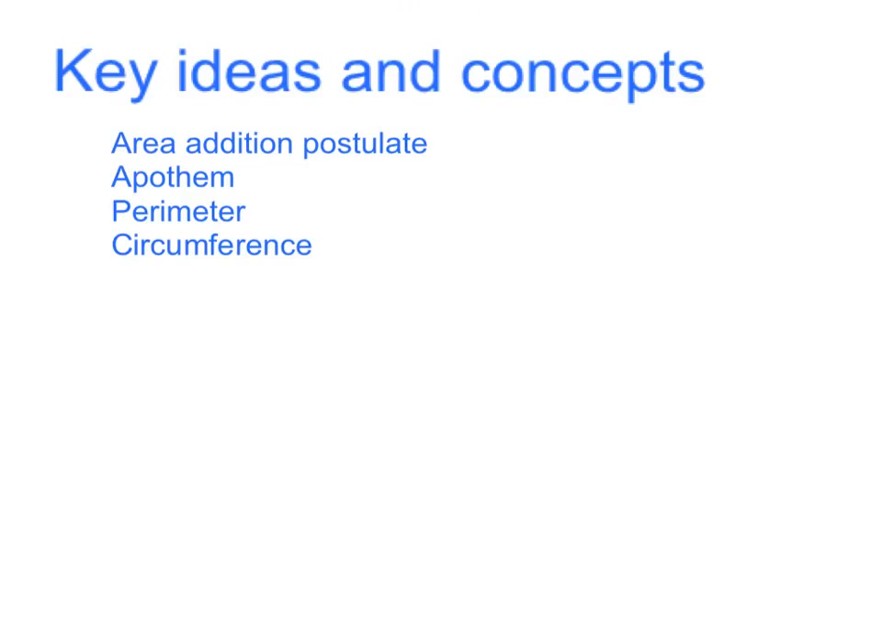Alright, for skill number 62, we extended the area addition postulate so that we could use regular polygons. So we found out how to calculate the area of a regular polygon, and in order to do that we need to know the length of the apothem, and the apothem is the distance from the center of the regular polygon to the midpoint of one of the sides, and it will always occur at a right angle. It's important that this formula only works if our polygon is regular. Finally, we did some perimeter calculations and some circumference calculations.